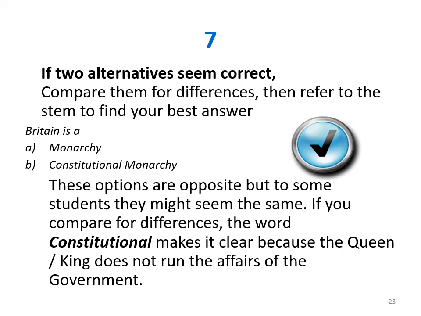If you compare the differences, the word constitutional makes it clear because the Queen or the King does not run the affairs of the government. So who runs the affairs of the government? It is the Prime Minister. Okay, so that means constitutional monarchy is the correct option.